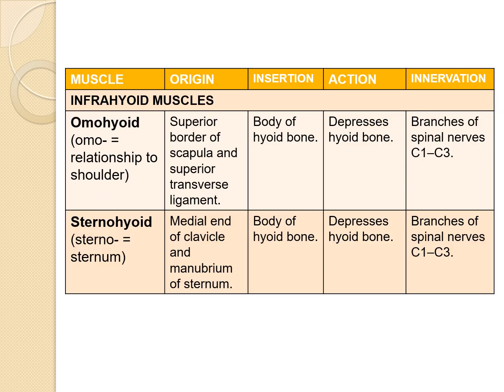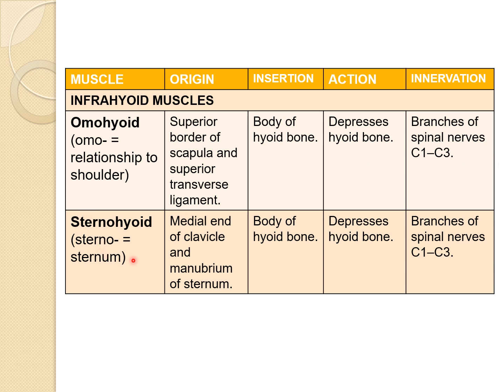Next, coming to infrahyoid muscles. The first one is omohyoid. Its origin is at the superior border of the scapula and superior transverse ligament. It inserts at the body of the hyoid bone. Coming to the actions, omohyoid depresses the hyoid bone. It is innervated by branches of spinal nerves C1 to C3.